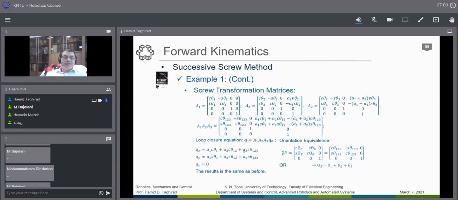And just the shorthand kinematic relation is as we had before, A1 cos theta 1 plus A2 cos theta 1 2 plus A3 cos theta 1 to 3 gives us QX, and QY in the same similar manner.